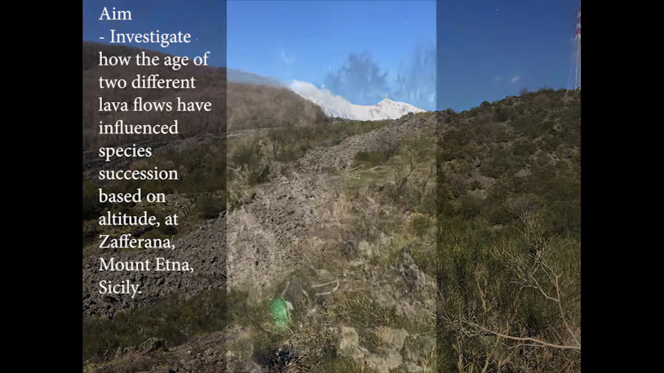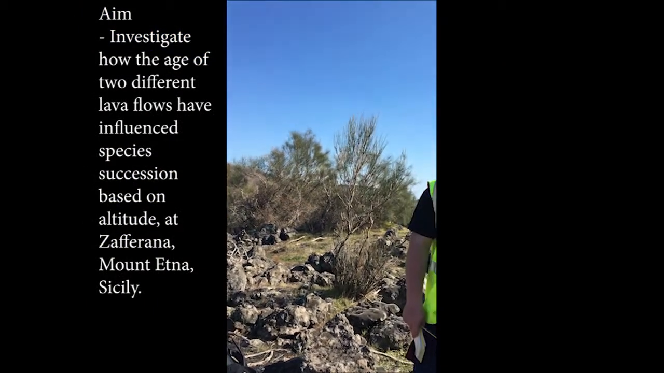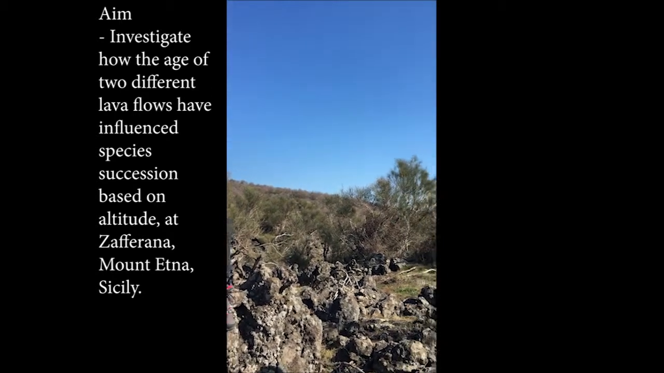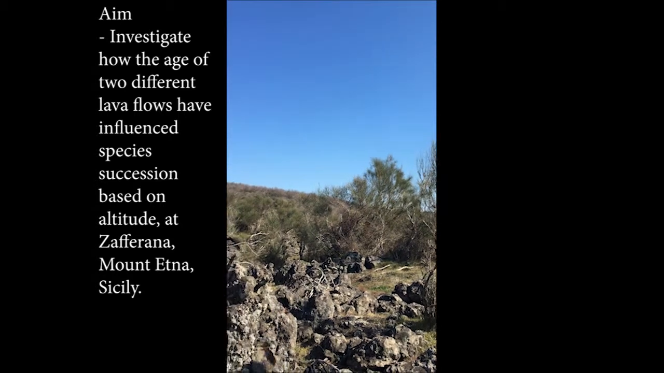The aim was to investigate how the age of two different lava flows have influenced species succession based on altitude at Zafferena, Mount Etna, Sicily.